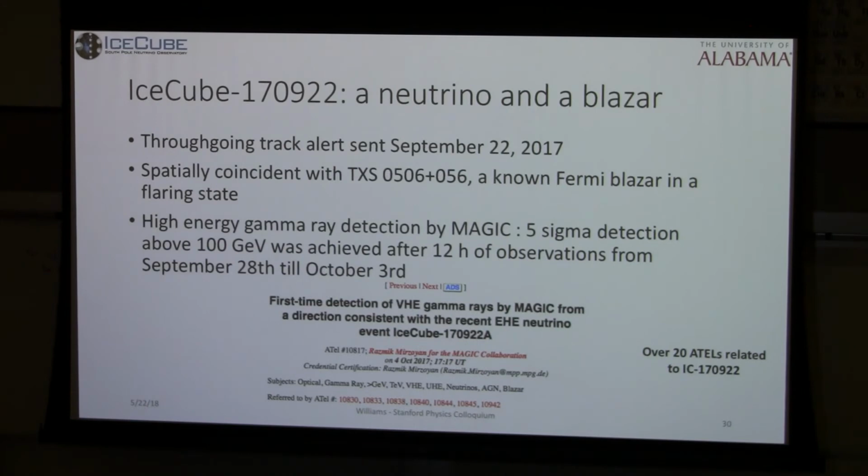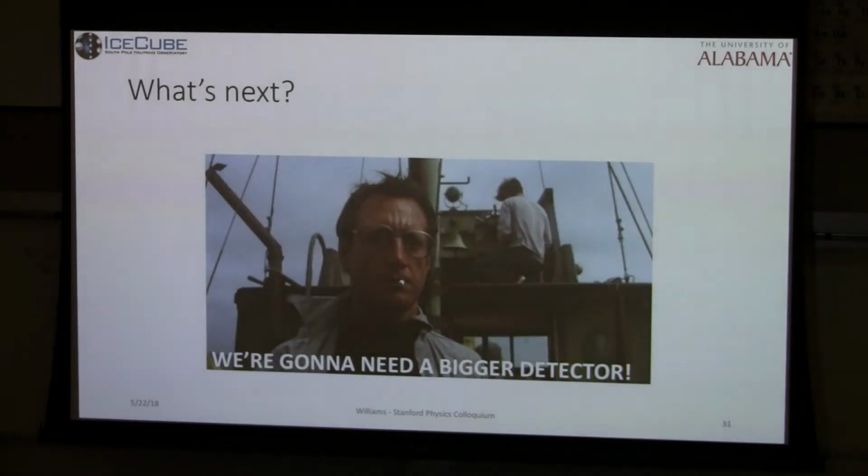And so there are over 20 ATELs associated with this event, and we've been working with our partners to put together a paper, which is embargoed, so I can't say anything more.